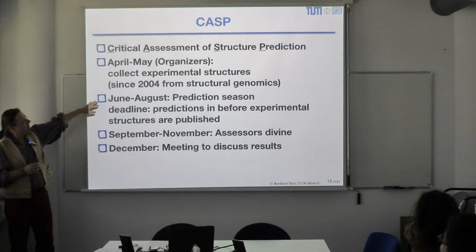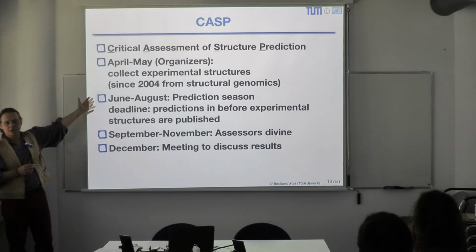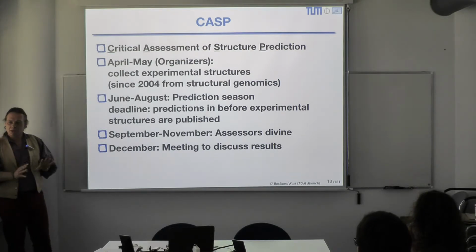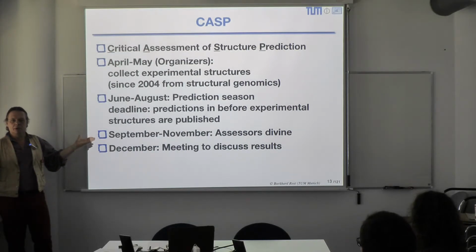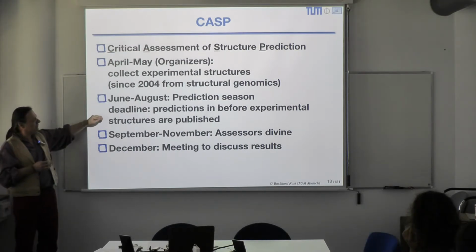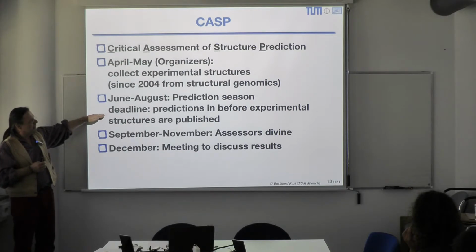Then there is a prediction season, June to August. The prediction season stops at the moment that somebody outside the lab that does the experimental structure sees that work. So that could be the manuscript is submitted, okay? Could be other ways of publishing it to other people. A talk is given. That is the deadline. So everybody has to by then send in their predictions.